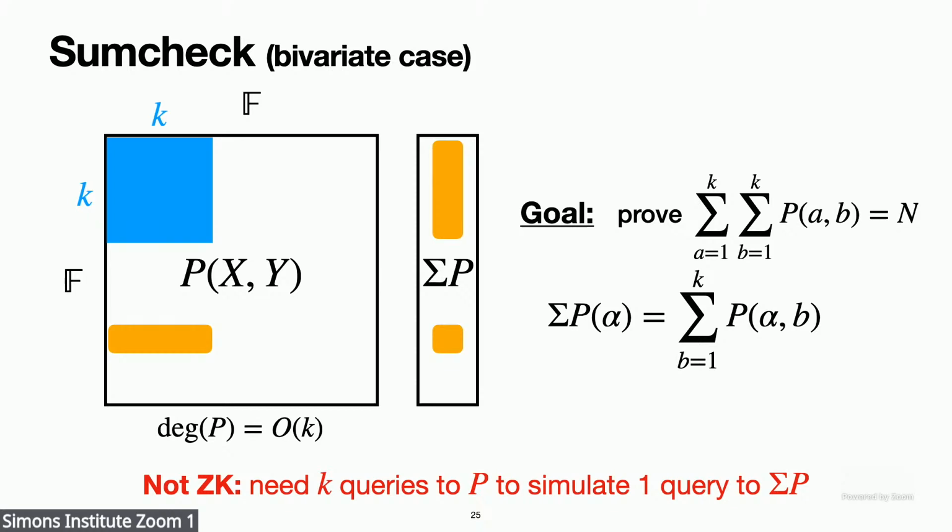It's plain that this is not zero knowledge, because if I make a single query to sigma P, then this is defined to be a sum of a bunch of points in the original P, and so I need to make K queries to P to simulate any one query to sigma P. So this is the problem that we're going to spend the next 15 minutes trying to solve.